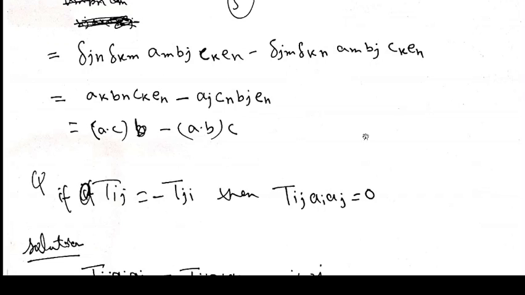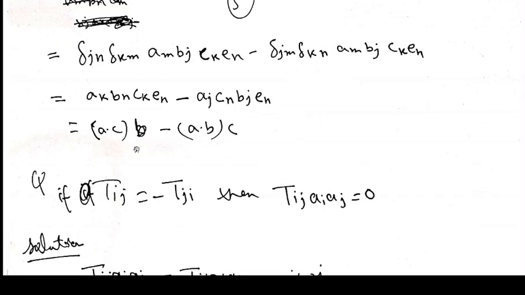You can use this: delta_km with C_k, and you will have C_m. This is up to you. Similarly on this second term, delta_jm with A_j, delta_kn with C_k gives C_n, B_j as it is, and E_n.